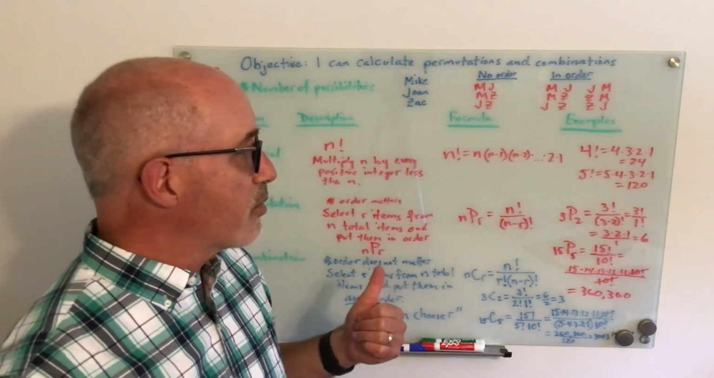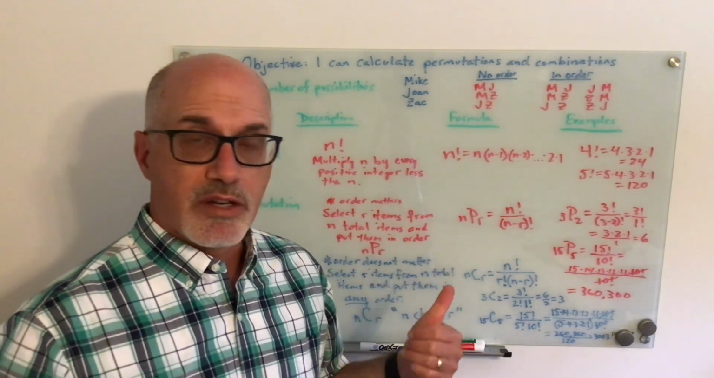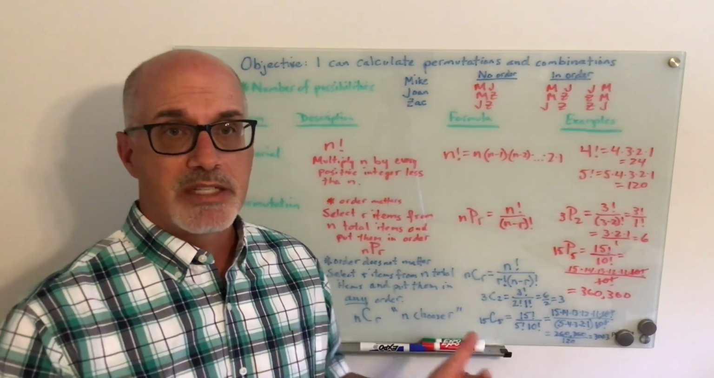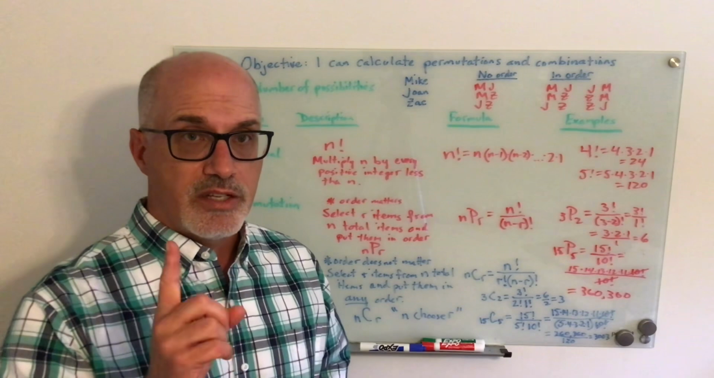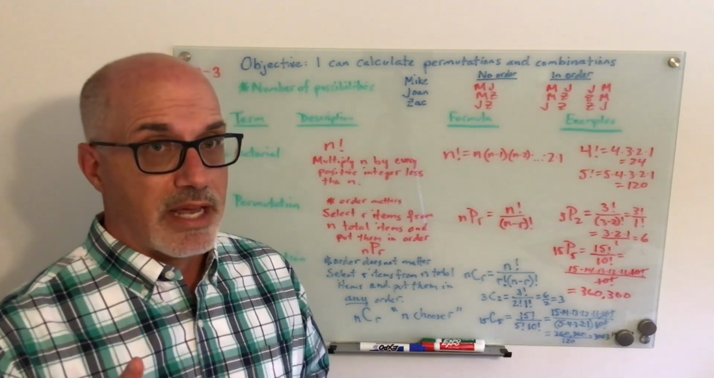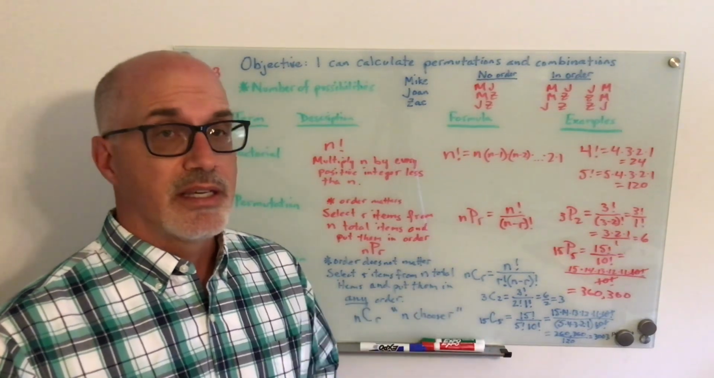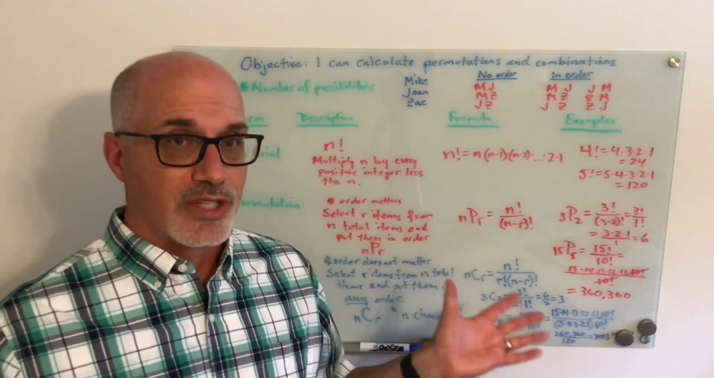So in these problems, we'll give you situations. In just a minute, I'll give you several examples of situations, and I want you to tell me how many possibilities there are. The first thing you need to ask yourself is, does order matter? If so, do it with a permutation. If order doesn't matter, use a combination.